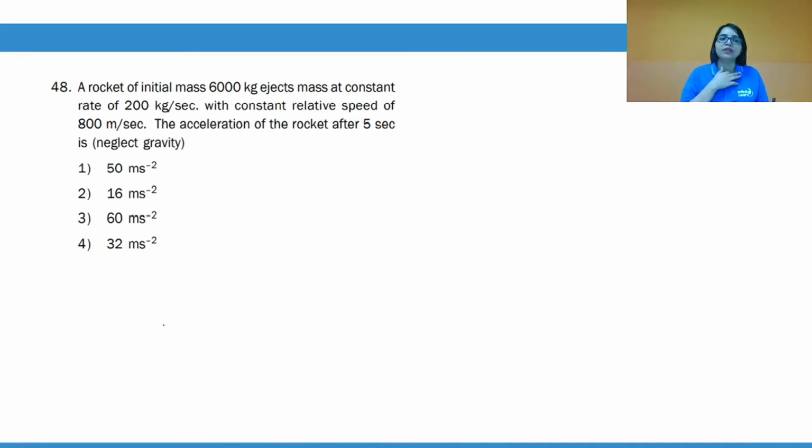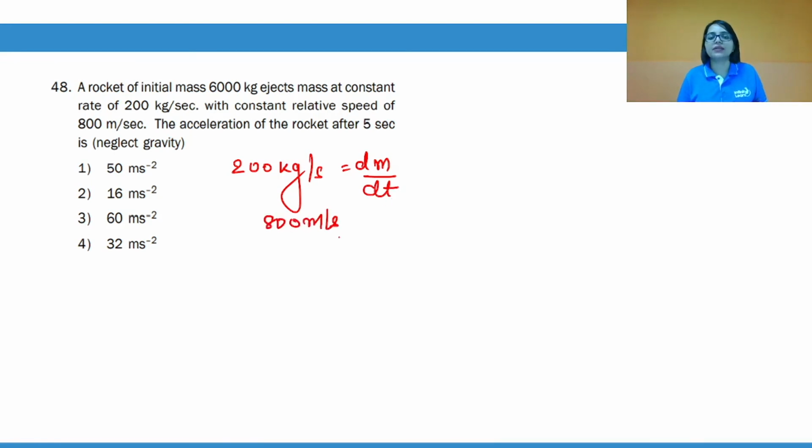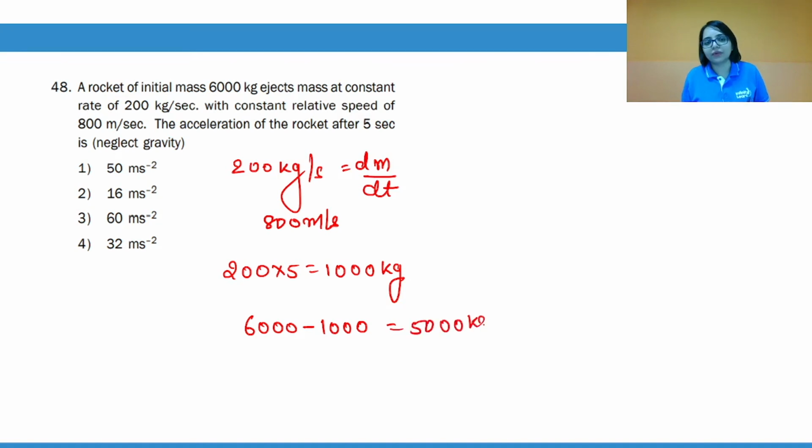Next is question number 48. A rocket of initial mass 6000 kilogram ejects mass at constant rate of 200 kilogram per second, which is equal to dm by dt, with constant relative speed of 800 meter per second. The acceleration of the rocket after 5 seconds is, right? So basically, this rocket is ejecting mass at the rate of 200 kilogram per second. So per second, the mass of the rocket is decreasing by 200 kilogram. So after 5 seconds, the decrease in mass will be 200 into 5, that is 1000 kilogram. So remaining mass will be 6000 minus 1000, that is equals to 5000 kilogram, right?